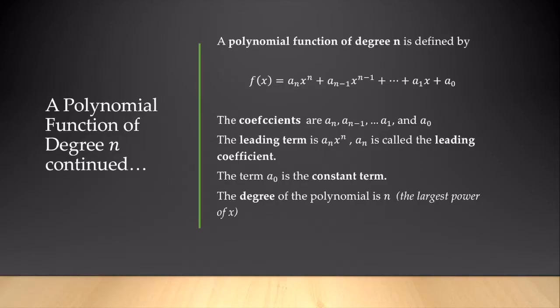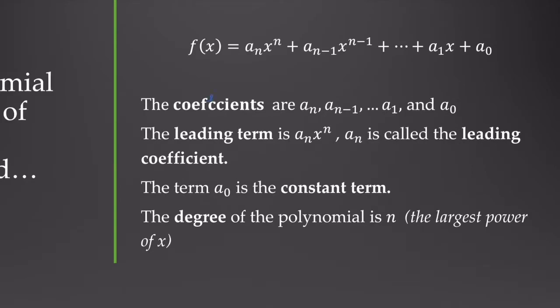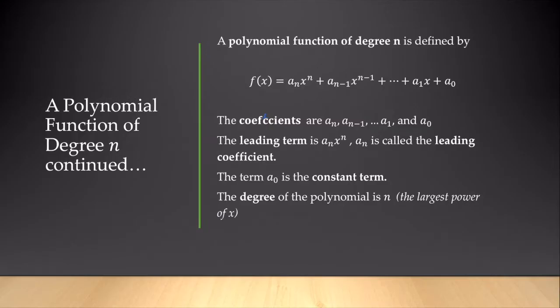The coefficients, that's a typo, are our a sub i's. Our leading term is a sub n x to the n, where a sub n is called the leading coefficient. I think I mentioned that before. Our a sub 0 is our constant term, and the degree of our polynomial is n. That's going to be the largest power on our variable x.